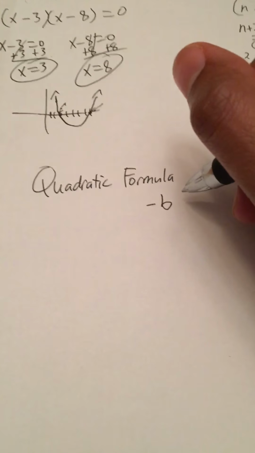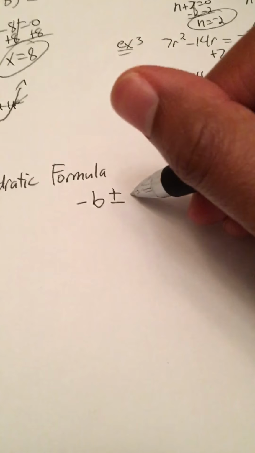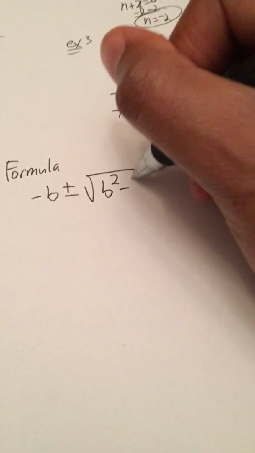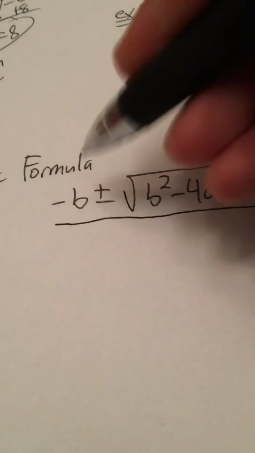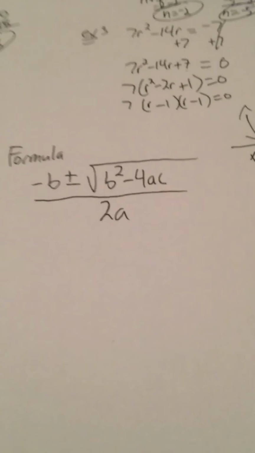So there's this trusty dandy quadratic formula that somebody smarter than me came up with back in the day. And it goes like this. It goes negative b, you need to write this down in your notes, by the way, plus or minus, this is weird, the square root of b squared minus 4ac, and I like to say all over 2a.